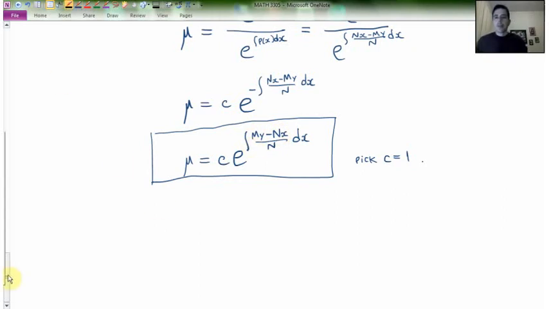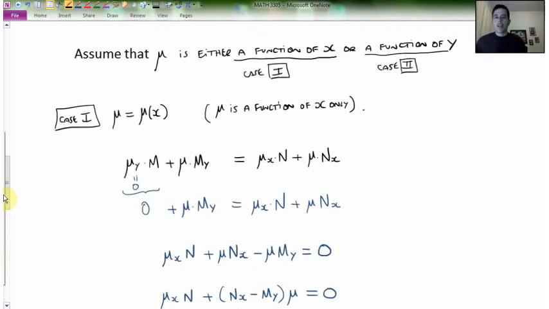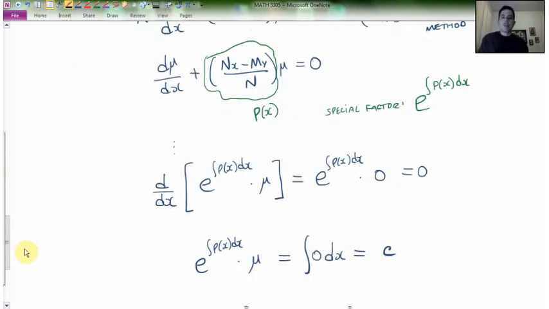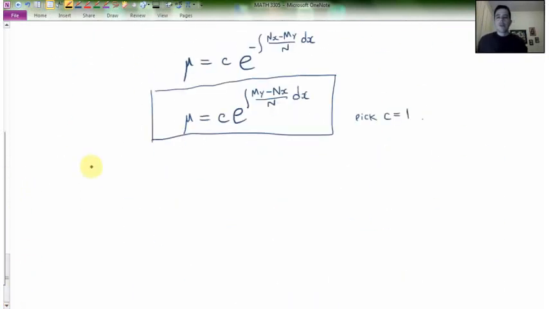Now, the second case, I don't know if you recall that. Let's go back here. So if mu is a function of x, then we get that expression. If mu is a function of y, if you do a very similar thing, you will get an expression for mu again that's kind of similar to this one. So let's put that here. Case 2 is when mu is a function of y. Okay.